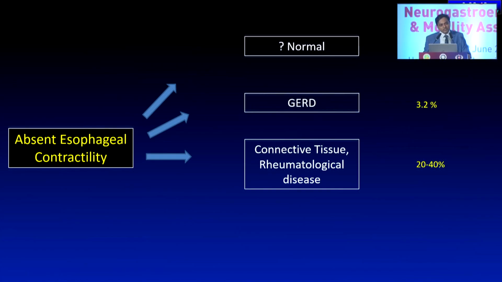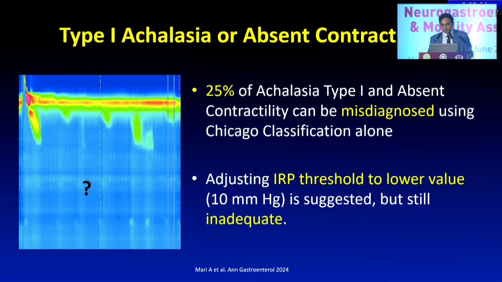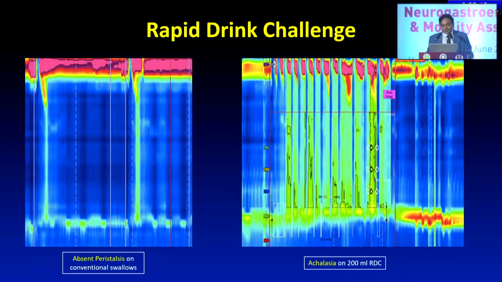The biggest challenge with absent contractility is to differentiate this from type 1 achalasia. You can have patients with type 1 achalasia with lower IRPs, and this is where you have to differentiate whether this is just absent contractility or type 1 achalasia. So 25% of achalasia type 1 and absent contractility can be misdiagnosed using the Chicago classification alone. We have tried adjusting IRPs to lower thresholds up to 10 millimeters, but it is still inadequate to differentiate between the two. So this is where a rapid drink challenge might be useful.